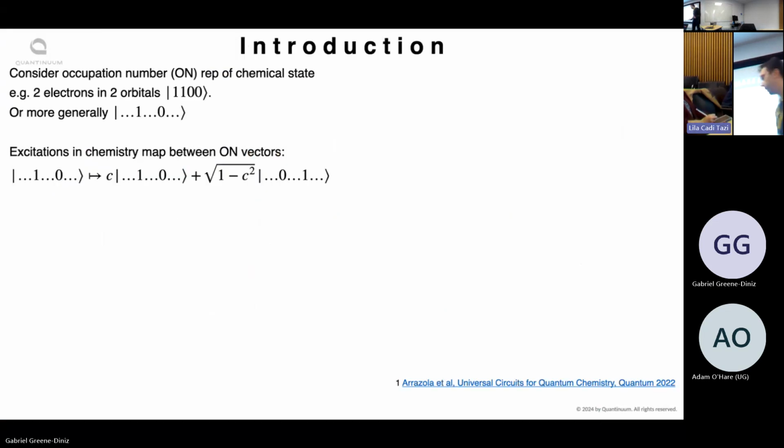To introduce how to use Givens rotations to prepare linear combinations of these occupation number configurations. As we well know, excitations in chemistry map, you can think of them as a map between particle-conserving configurations. So if you start with some Hartree-Fock configuration, you're going to map that to some normalized linear combination between that one and some other excited one. In this case, it's just an example using a single excitation, so the electron has moved from one spin orbital to another.